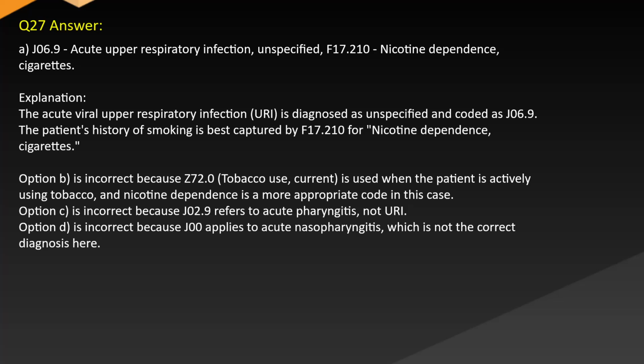Option B is incorrect because Z72.0, tobacco use, current, is used when the patient is actively using tobacco without nicotine dependence. A more appropriate code in this case is F17.210. Option C is incorrect because J02.9 refers to acute pharyngitis, not URI. Option D is incorrect because J00 applies to acute nasopharyngitis, which is not the correct diagnosis here.